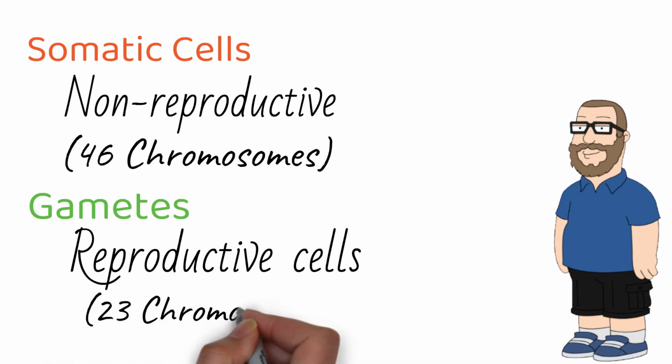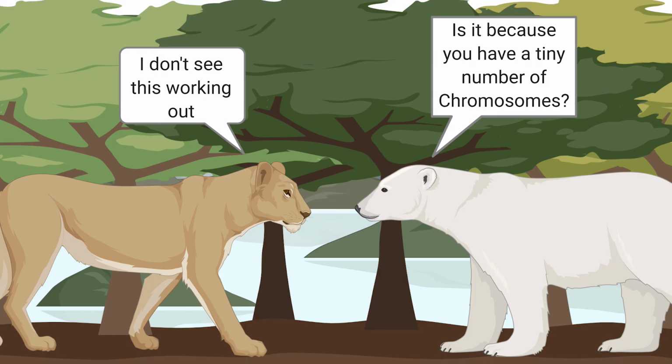During sexual reproduction, two gametes come together to form one somatic cell. In fact, chromosome number is one barrier to reproduction between animal species. A lion and a polar bear cannot have babies because a polar bear has 74 chromosomes and a lion only has 38.